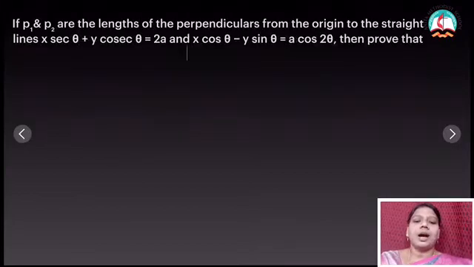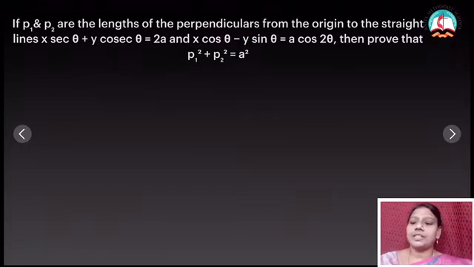Okay, the first one is: if P1 and P2 are the lengths of the perpendiculars. Just look at what is given, length. So P1 and P2 are the lengths, that means the distances of the perpendiculars from the origin. Origin means what point? 0, 0. To the straight lines, these two are the straight lines. Then prove that P1 square plus P2 square is equal to a square. So this is what we have to prove.